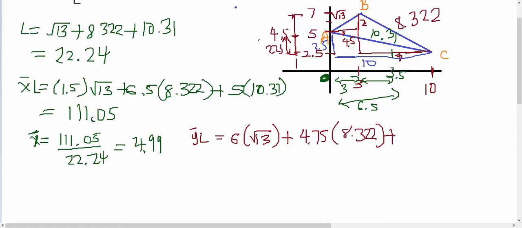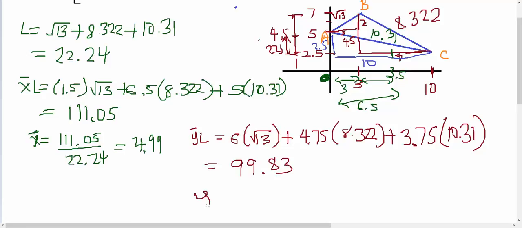And for the last one, this is 2.5 to 5, so 2.5 to 5 divided by 2 gives us 3.75, multiplied by the length of this line, just 10.31. So plugging that in the calculator, that gives us 99.83.